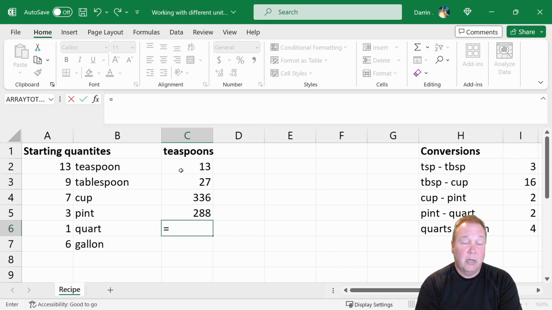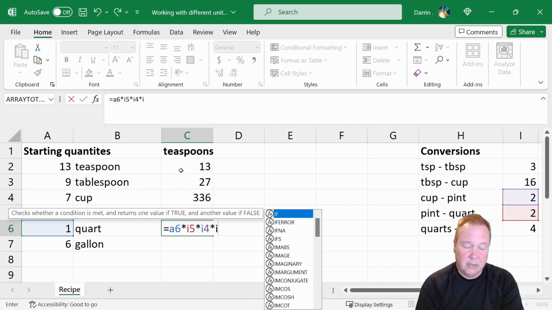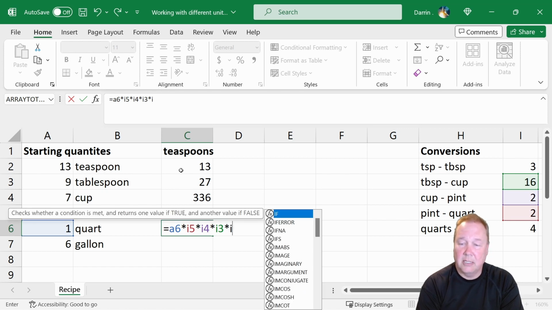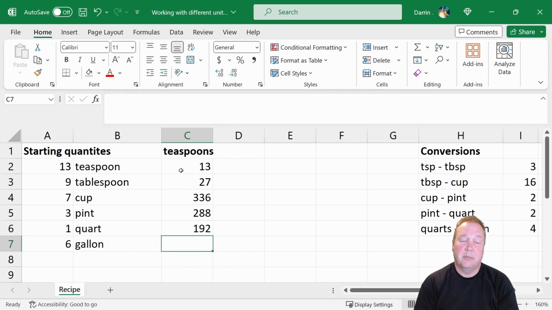Okay, I have 1 quart. So that is A6 times I5, which is pints in a quart, times I4, which is cups in a pint, times I3, which is tablespoons in a cup, times I2, which is teaspoons in a tablespoon.